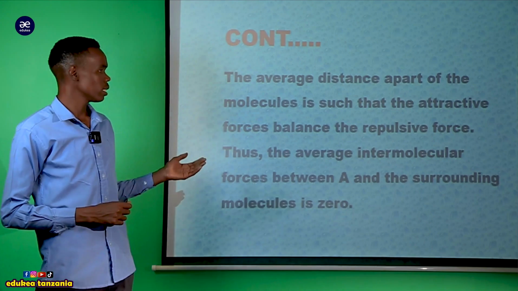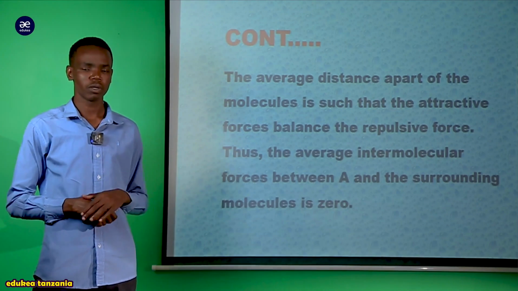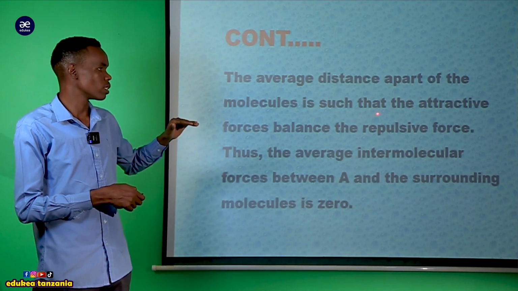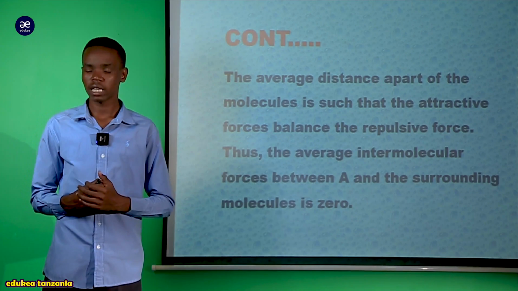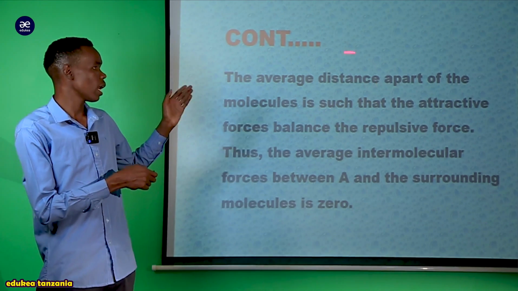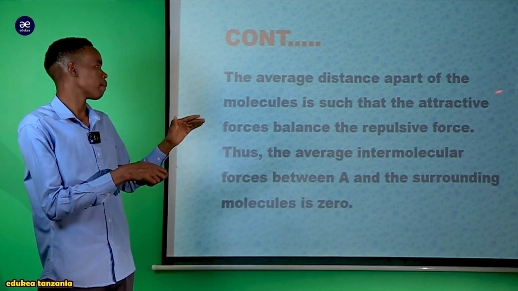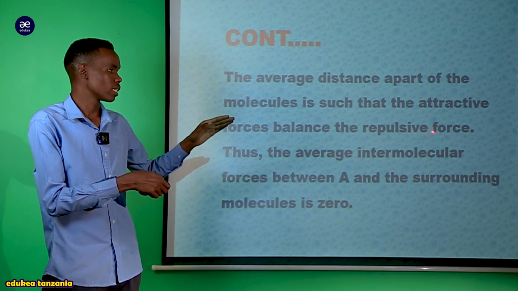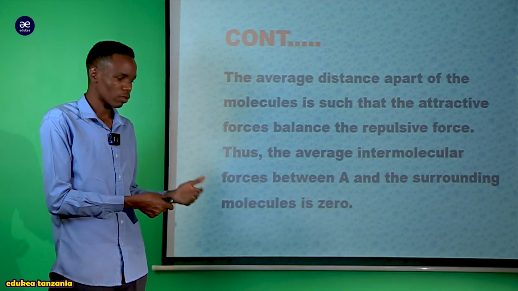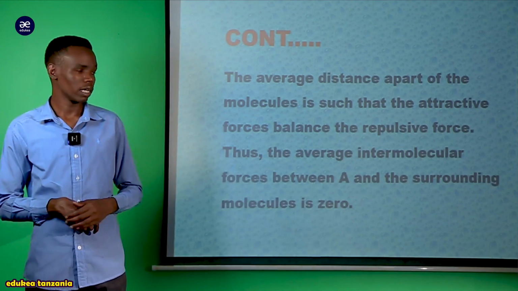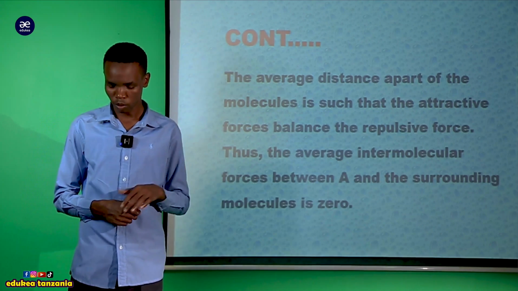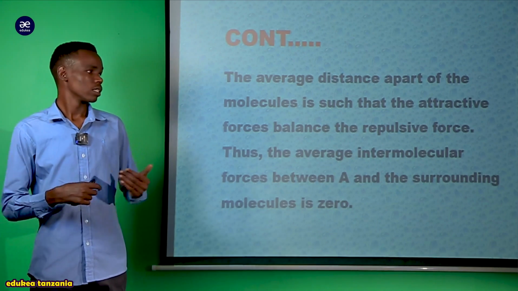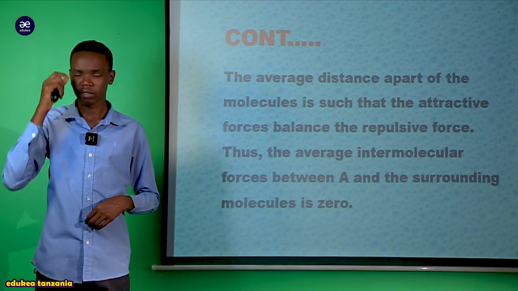Now we should see the explanation related with what we see there. So the average distance apart of the molecules is such that attractive force balances the repulsive force. Kwa sasa ile average distance ambayo inakaa apart of the molecules, ile is such that attractive force balances the repulsive force. Kwa those attractive forces must balance the repulsive force as we see on our diagram here, kwamba ile attractive force, zile force of attraction zinakuwa zina balance ile repulsive force.